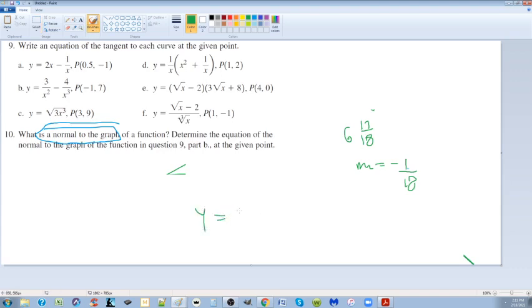The formula for the line that forms the normal is y is equal to negative 1 over 18 x plus 6 17/18. How would I convert that into a full fraction? You multiply 6 times 18 and you add the 17. So 6 times 18 is 108, and you add 17 and you get 125. So if I'm going to convert this whole number into just a fraction, I get 125 over 18. Learn how to convert your fractions. It should be child's play at this point.